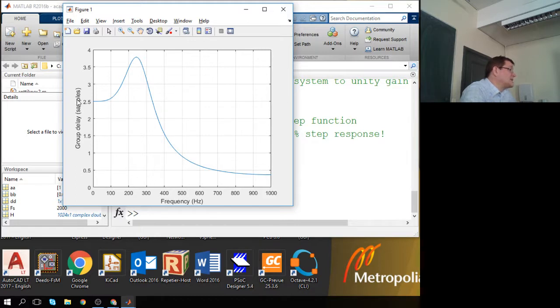So it's a 2.5 sample delay at the beginning, and then it rises here and then goes down here. This also shows that this is not a linear phase response. I saw it already on that phase response, so there was some deviation from the linear response. For linear phase response systems, you would get a constant group delay. All right.